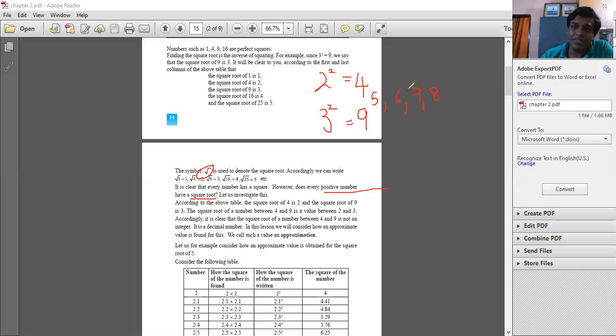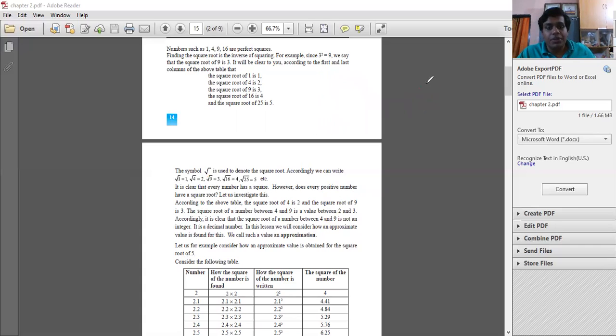Any of these numbers, 5, 6, 7, 8, will fall between 2 and 3. The square roots of 5, 6, 7, 8 will fall between 2 and 3, because 2 squared is 4 and 3 squared is 9. There is a pattern. Not about the differences, but about the fact that if you are taking 2 and 3, these will fall in between. That pattern is there. Okay, so let me clear that.